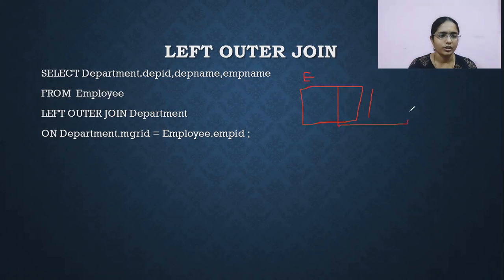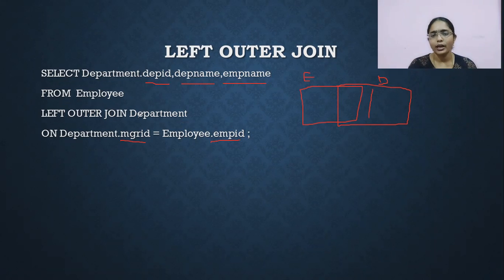Let us assume, let me give it this way, which shows that some matching records are in between. Let us assume this is the employee table and this is the department table. Based on your manager ID and employee ID, I am going to join these two tables. What information are you going to fetch? One is department ID, another is department name, and another is employee name. Now we are going to implement left outer join.